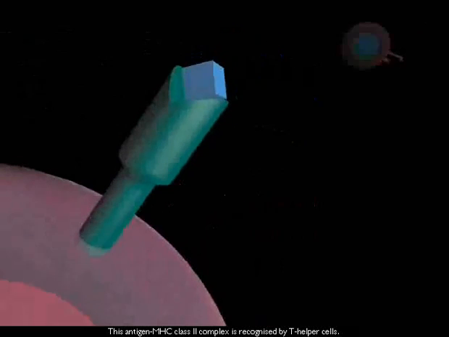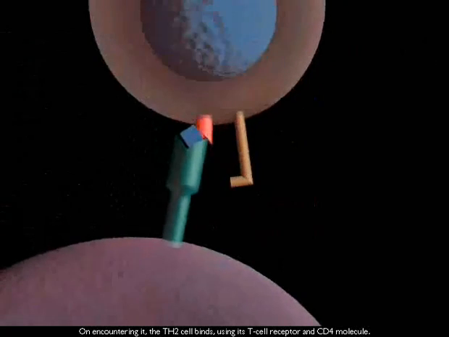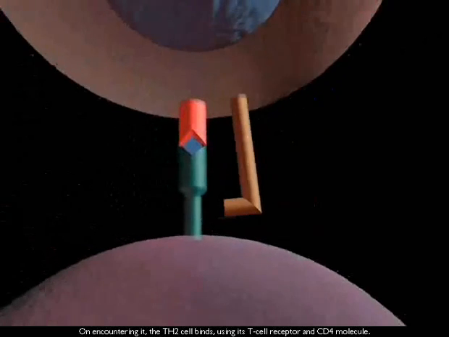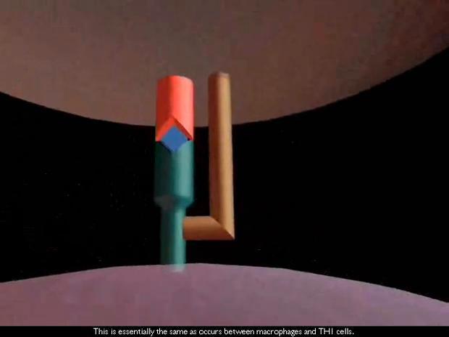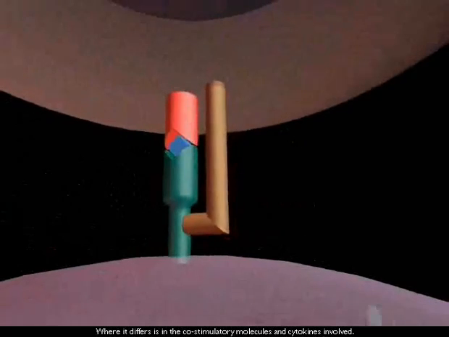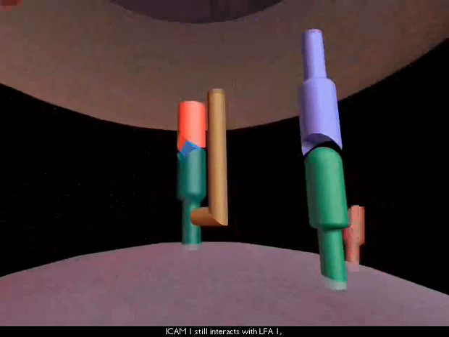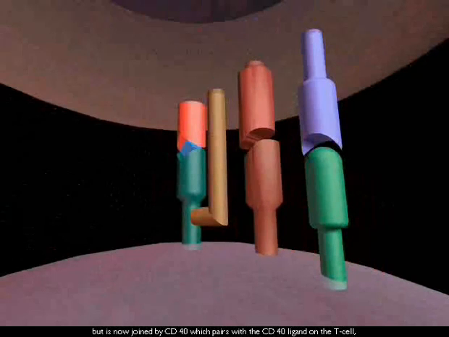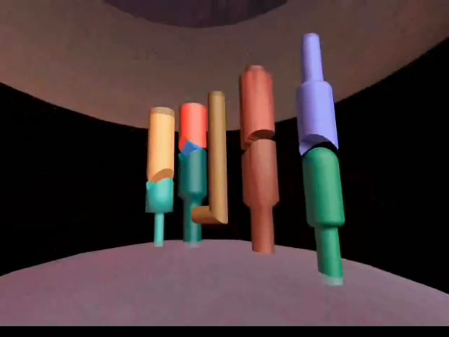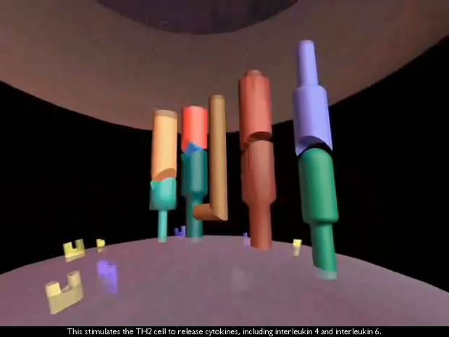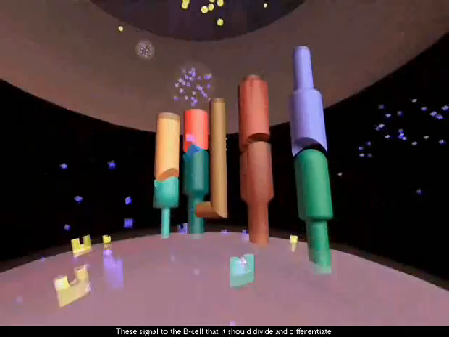This antigen MHC class II complex is recognized by T helper cells. On encountering it, the Th2 cell binds using its T cell receptor and CD4 molecule. This is essentially the same as occurs between macrophages and Th1 cells. Where it differs is in the co-stimulatory molecules and cytokines involved. ICAM1 still interacts with LFA1, but is now joined by CD40, which pairs with the CD40 ligand on the T cell, and CD80, which pairs with CD28. This stimulates the Th2 cell to release cytokines, including interleukin-4 and interleukin-6.